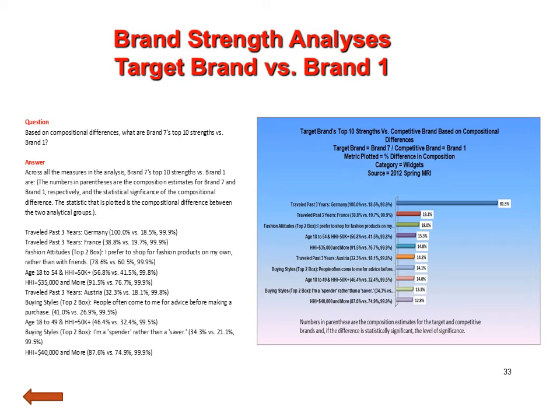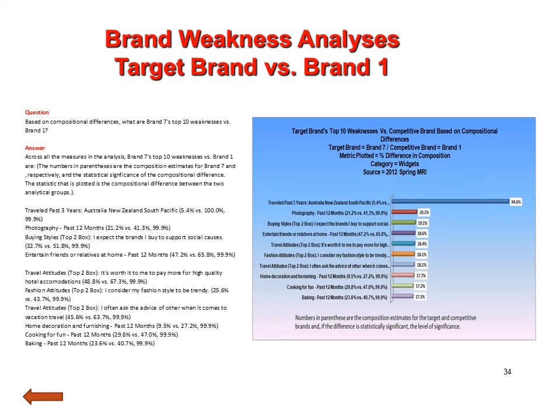The answer that follows shows the target brand's top 10 strengths across all the measures in the analysis and shows next to each measure the compositional estimates for the target and competing brands and the statistical significance of the difference. On the right is a chart which shows the compositional difference between the target and competing brands.